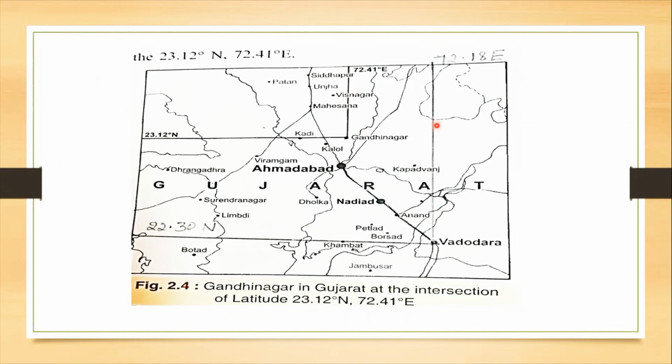Where these two lines intersect each other, this is Gandhinagar. Okay. Now another one, Vadodara. You can see that Vadodara is at latitude 22.30 degree north and longitude 72.18 degree east. So this is how we have to calculate the locations of these two places.